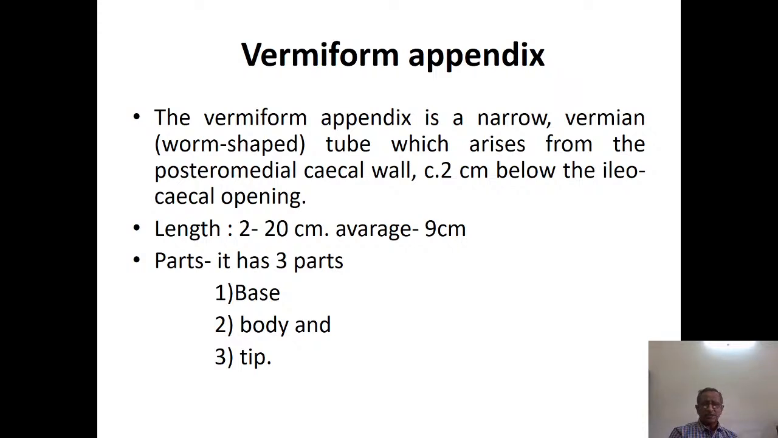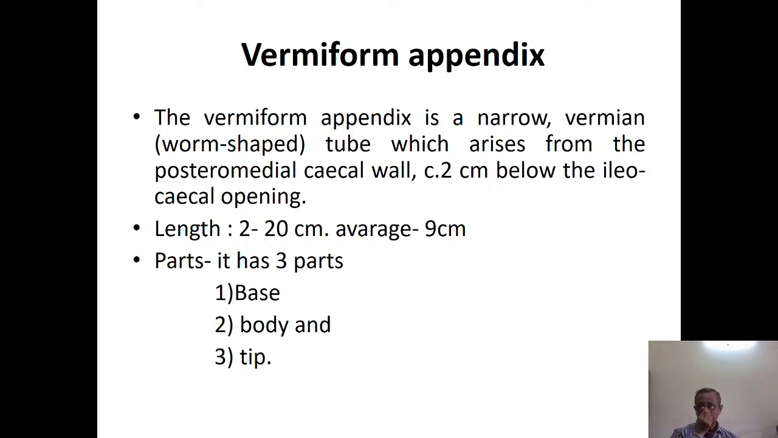Vermiform appendix is a narrow vermiform tube which arises from the posterior medial cecal wall, 2 centimeters below the ileocecal opening. So you have to remember, it is a worm-like narrow tube which arises from the posterior medial aspect of the cecal wall, 2 centimeters below the ileocecal opening. So it is a narrow tube-like structure arising from the posterior medial wall of the cecum, 2 centimeters below the ileocecal opening.